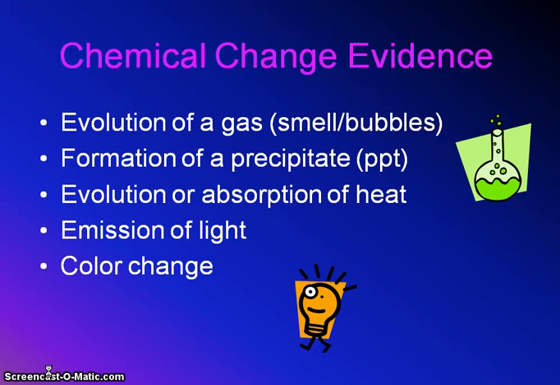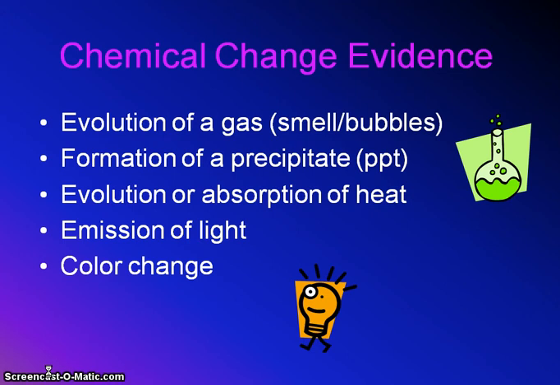Some evidence that a chemical change could be occurring could be evolution of a gas, meaning maybe there's a smell being produced or your solution starts to bubble. The formation of a precipitate, which is abbreviated PPT. And a precipitate is just a solid. Perhaps you take two liquid solutions and when you combine them you end up with a solid. That solid is called a precipitate. The third thing that could be evidence that a chemical change is occurring is either heat being absorbed or released, the emission of light, or a color change.